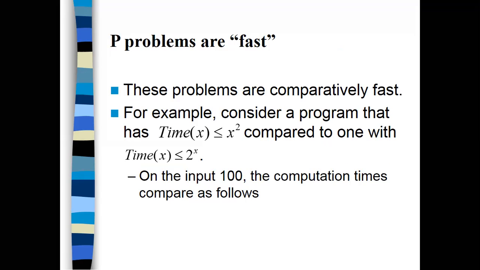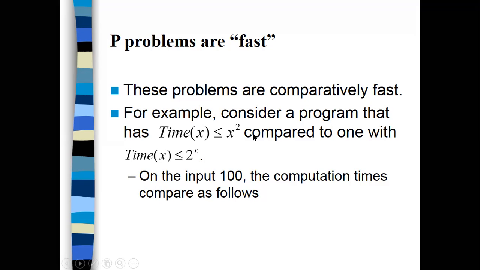So here you can say that if x is 2, then 2 to the power 2 is 4. However, if we have 4, then 4 to the power 4 is 256, and if we have a larger value, then it will be even more. On the input 100, the computation times compare as follows.